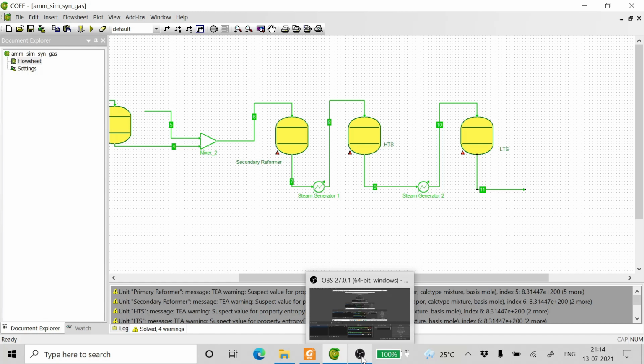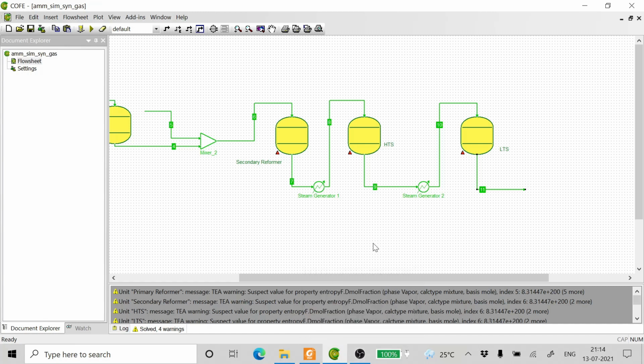So how do we simulate these unit operations, that is removal of carbon dioxide and the methanation reactor? I leave that to you as an exercise. Attempt it and do write the results in the comment. If you need any guidance, write in the comment.